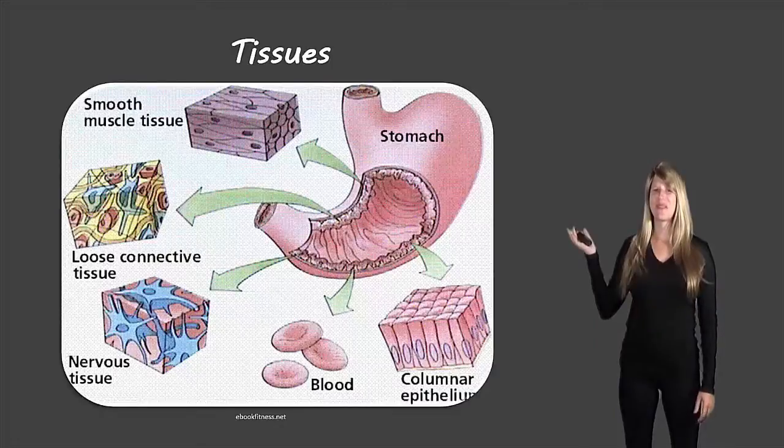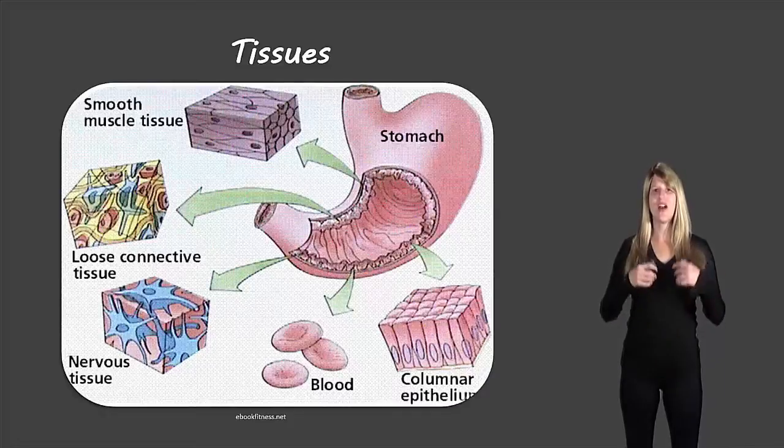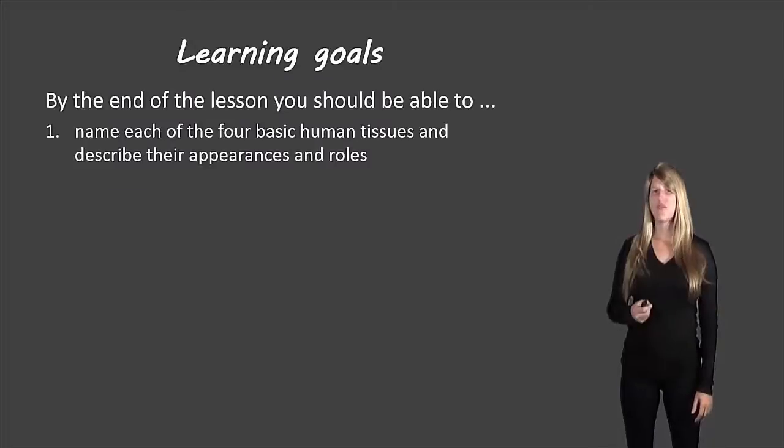Now you can see from this picture here an example of an organ. The stomach has many of these different tissues inside of it, and they all work together to help that organ function properly. So we have one learning goal for today: to name each of the 4 basic human tissues and describe their appearance and roles.